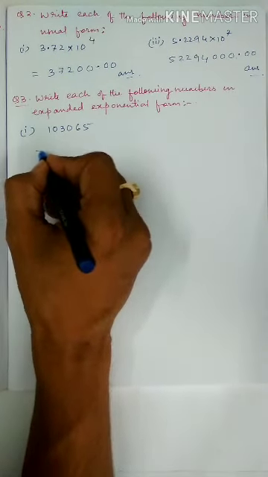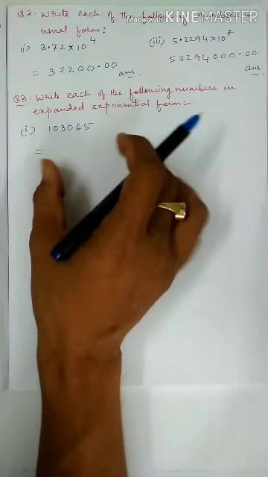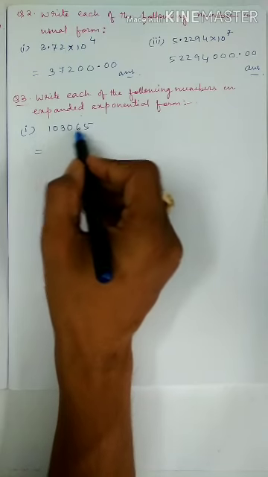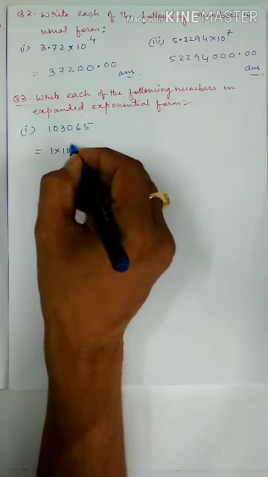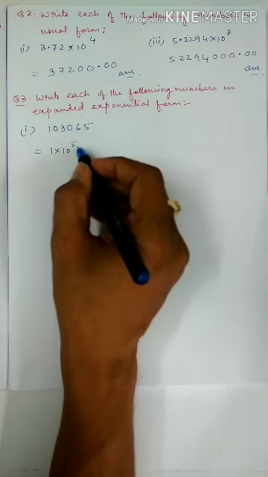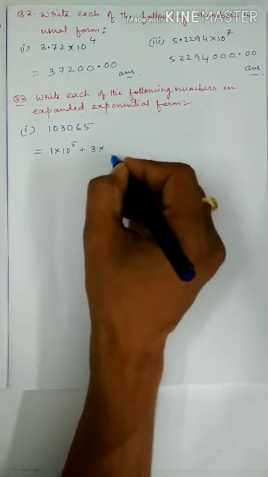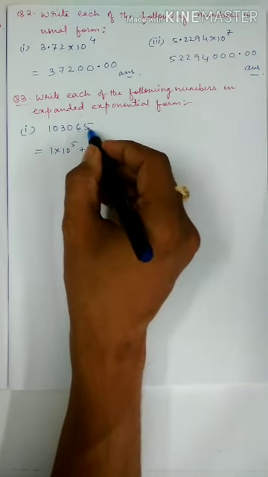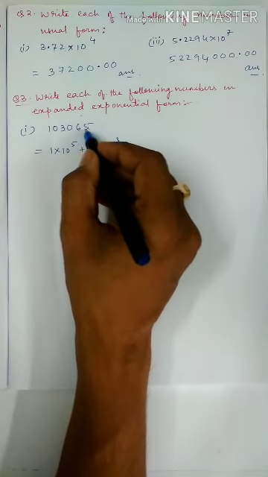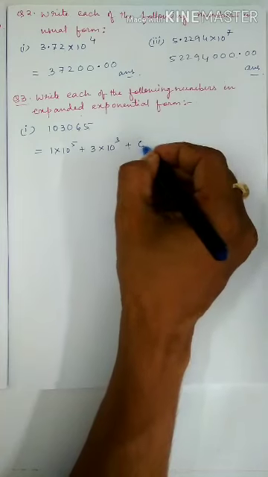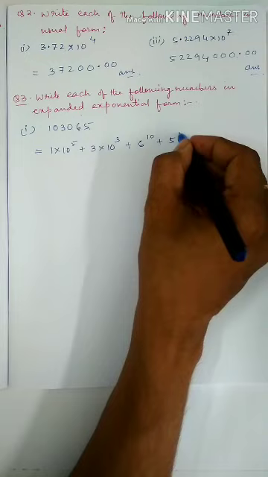So first, what is expanded exponential form? We have to expand it. Suppose you see 1. After 1, how many places are there? 1, 2, 3, 4, 5. So we will write 1 into 10 to the power 5. That means 1 lakh. Plus 3000. So we will write 3 into 10 to the power, 1, 2, 3 places are there, so 10 to the power 3. Then 6 in tens place. So we will write 6 to the power 10. Then 5 in unit place. So 5 to the power 1.